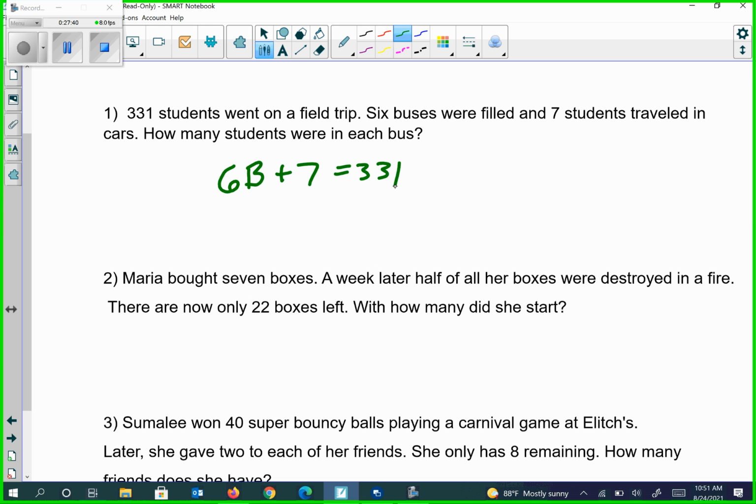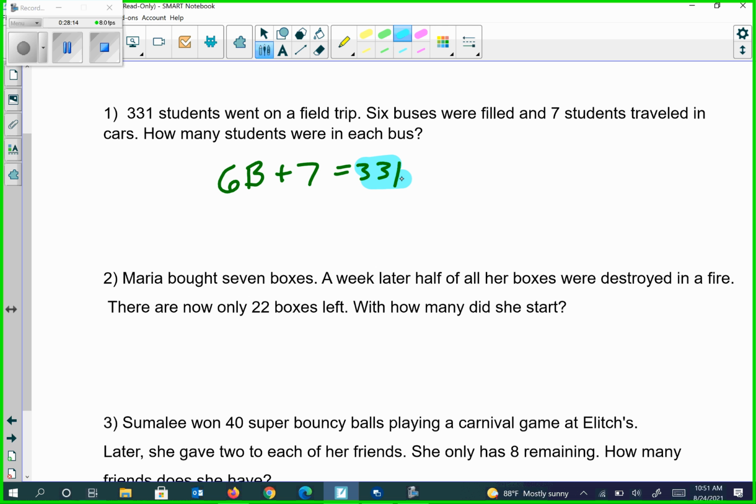All right, so let's make sure we feel good. And I'm just going to highlight what we agree with. I agree with this. I agree with that so far. I like the fact that we have to equal 331. It said that 6 buses were filled, and it said 7 students traveled in cars. But I don't think we're deciphering how many cars are actually going. Whether those 7 kids all drove individual cars, or they all piled in one, or they had somewhere between 1 and 7 cars.